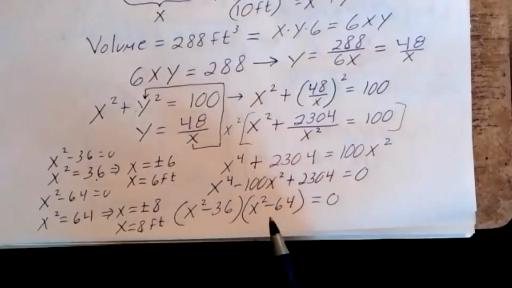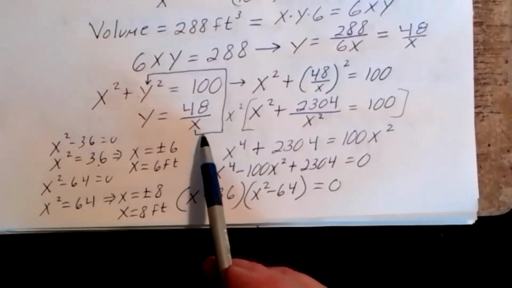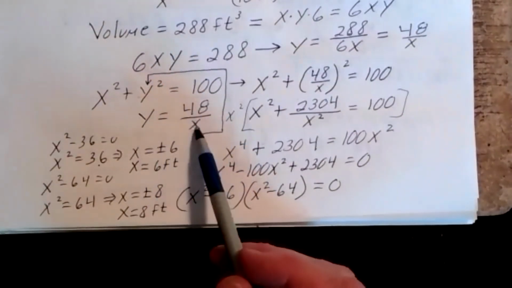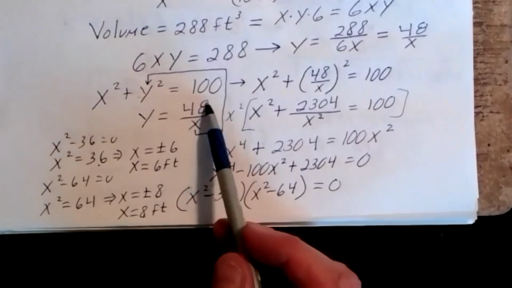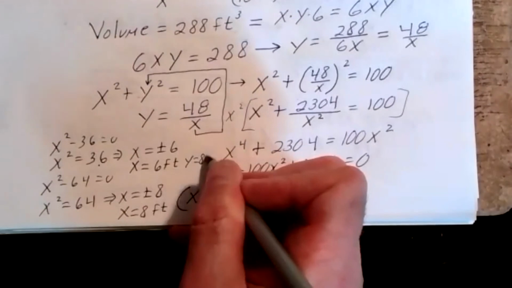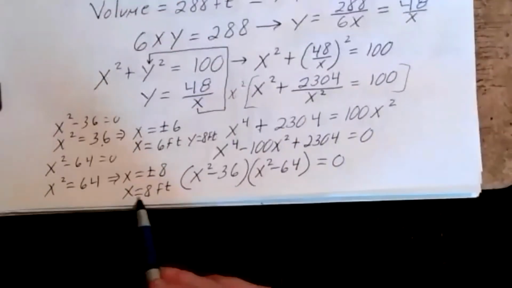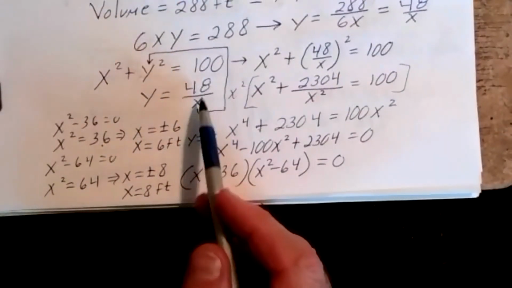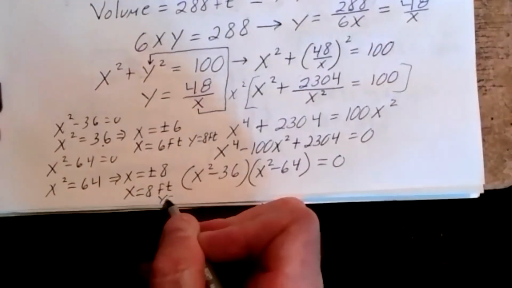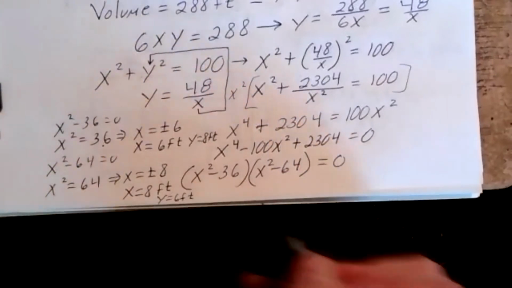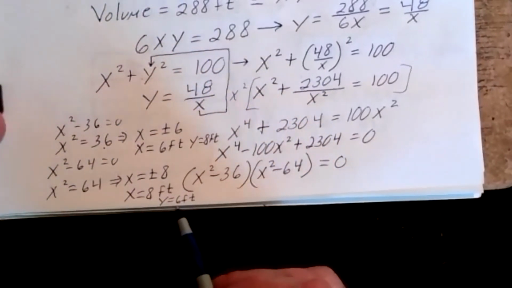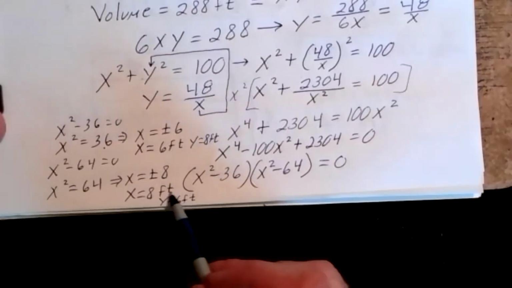Now, ladies and gentlemen, we still got to solve for y. But look, if x is 6 feet, y would be 48 divided by 6. What's 48 divided by 6? 8. 8 feet. Or if x is 8 feet, y would be 48 divided by 8, which means y would be what? 6 feet. Bottom line, ladies and gentlemen, what are the dimensions of this truck? We know it's got to be a what? 6 foot tall by 6 foot by 8 foot truck.